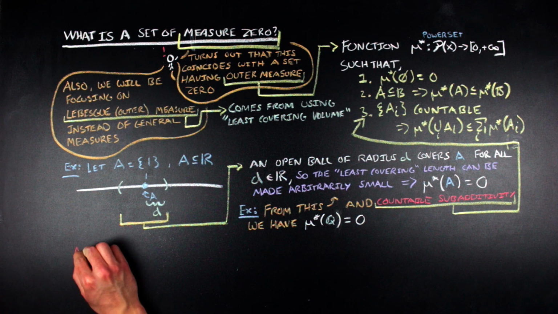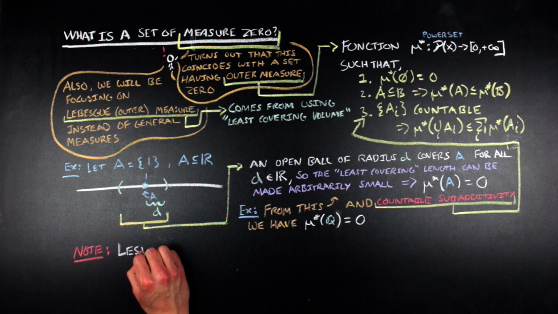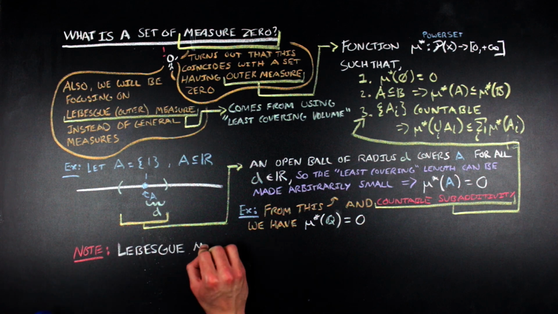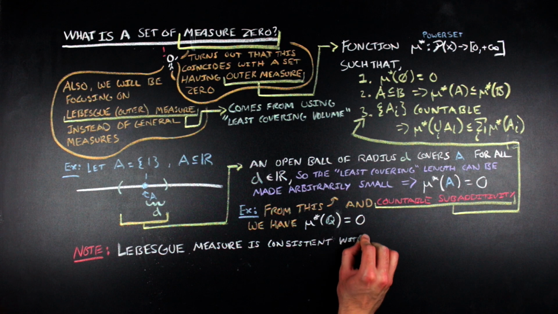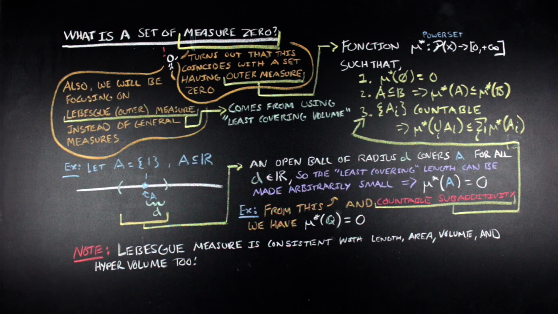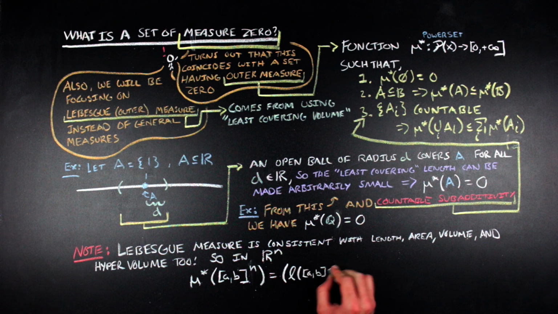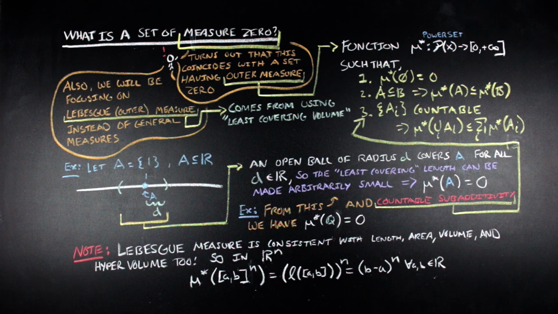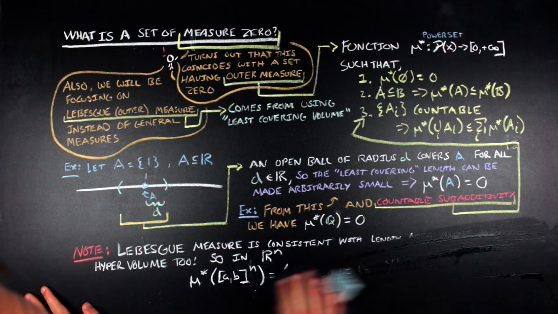The other thing to note about measure and outer measure in general is that they are consistent with our ideas about length, area, volume, and hypervolume, depending on what dimension of space you're in. So if you're in an n-dimensional space, then the outer measure of an n-dimensional cube formed by intervals from A to B in each dimension is going to be equal to the length of that interval to the nth power. Again, this doesn't seem like a huge fact or great realization, but it's something that will be important later on in the video.